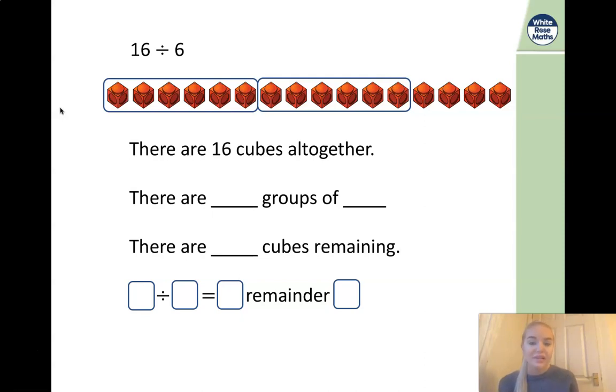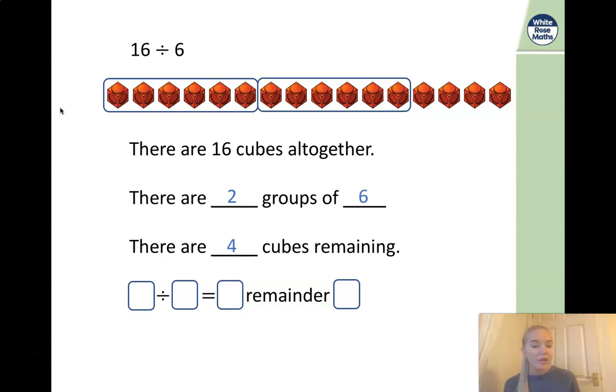So I know that there are 16 cubes altogether. There are something groups of something. Now how many groups have we made? Well done, we've made 2 groups. And how many were in each group? Yes, that's right. We had 6 cubes in each group because 6 was our divisor. How many cubes can you see that are remaining? 4, well done. So something divided by something is something, remainder something.